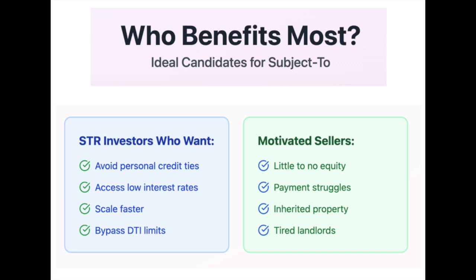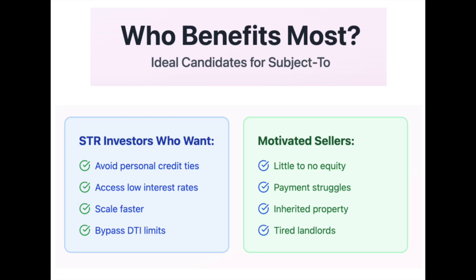Step 1, the big one, is finding the right seller. This is absolutely foundational. This strategy works best with sellers who are motivated. Think about people who maybe have very little or even no equity. Not enough to sell traditionally after commissions and costs. Exactly. Or people who are struggling to keep up with the payments, maybe even facing pre-foreclosure. Could be someone who inherited a property they just don't want the hassle of. Or tired landlords, just burnt out, ready for a clean break.